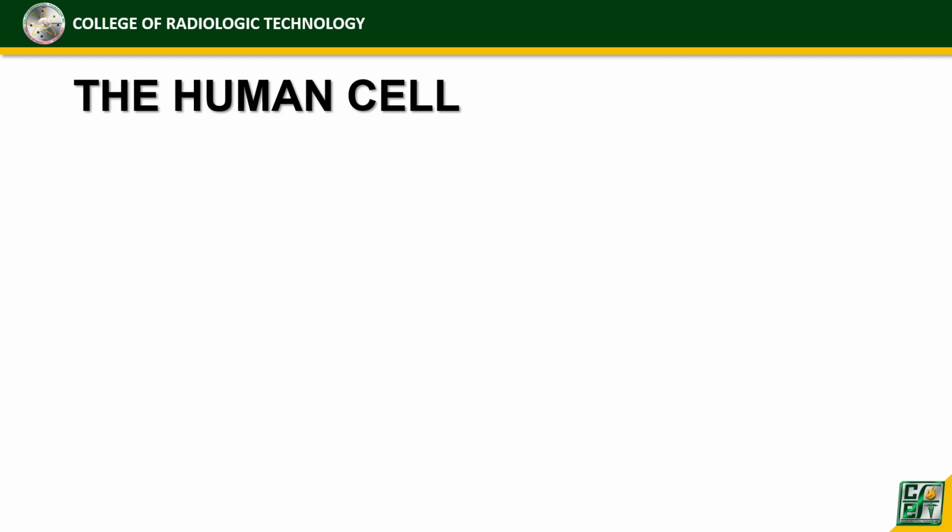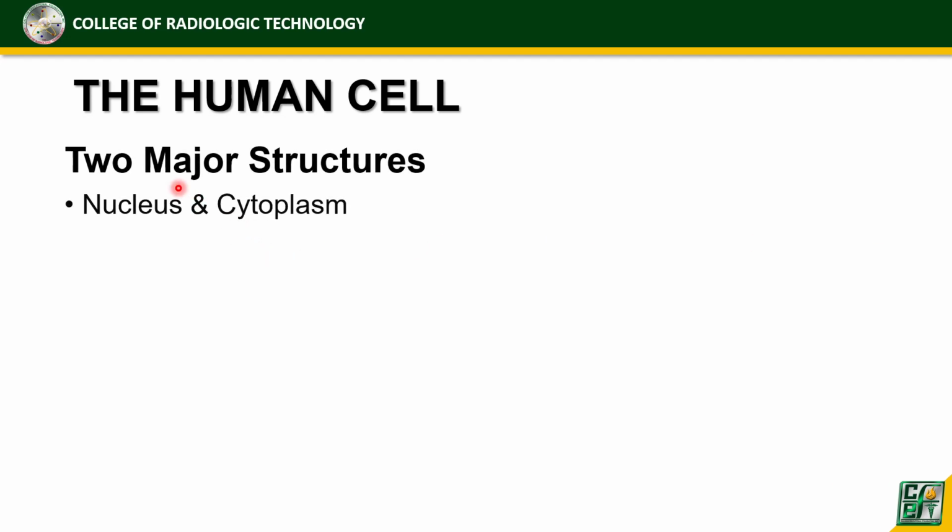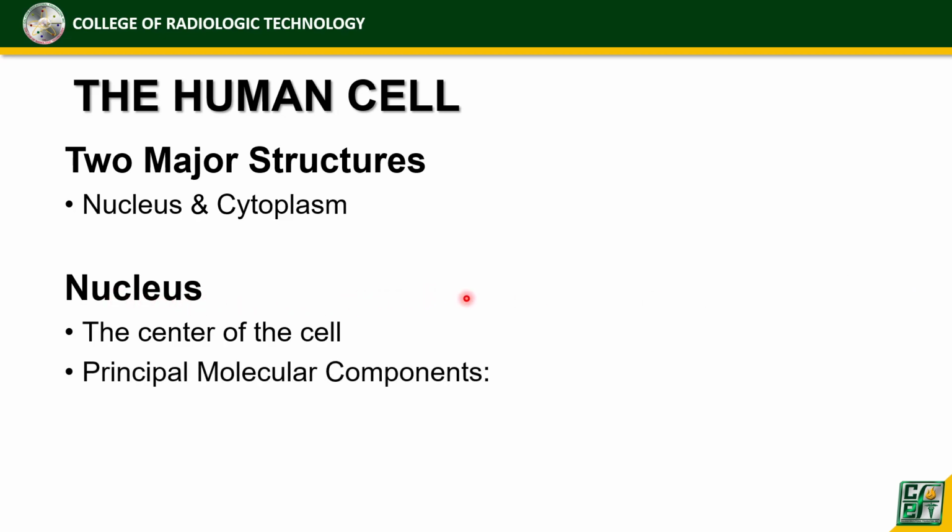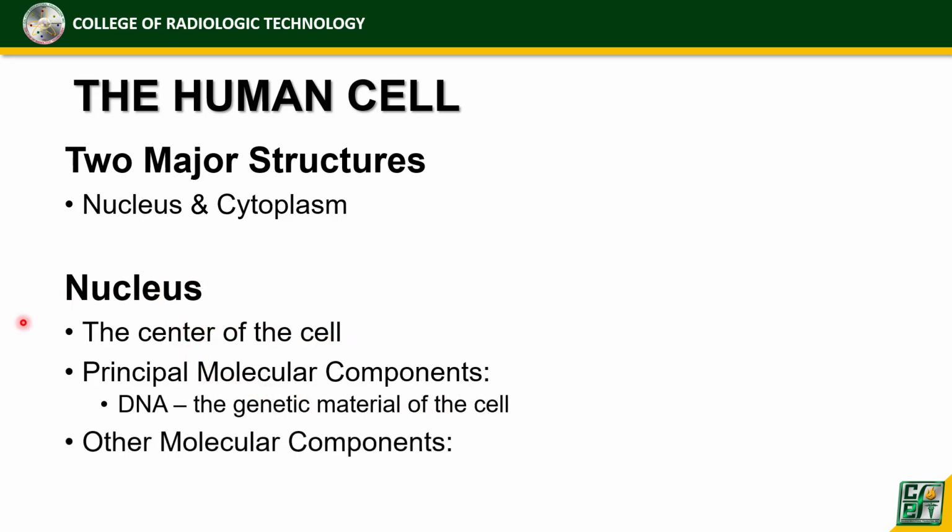Okay, now we will be discussing the human cell. So there are two major structures in the human cell, the nucleus and the cytoplasm. So the nucleus is the center of the cell. Okay? It houses the DNA. Okay? So principal molecular components are DNA and other molecular components are some RNA, protein, and water.